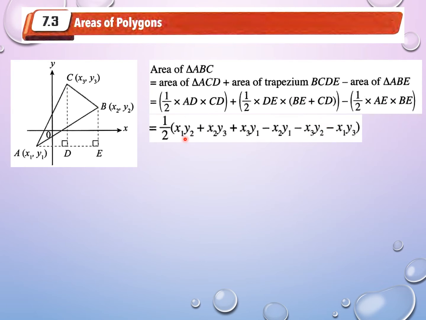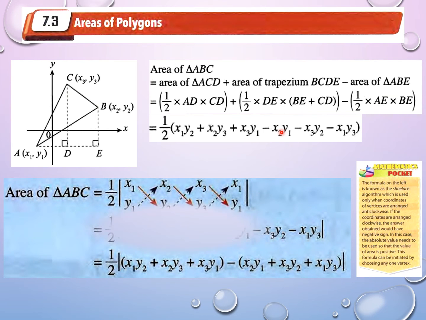So when we prove this, it seems very complicated, but if we use some algorithm, algorithm means some mathematical steps, actually we can change this to a simpler way of understanding.